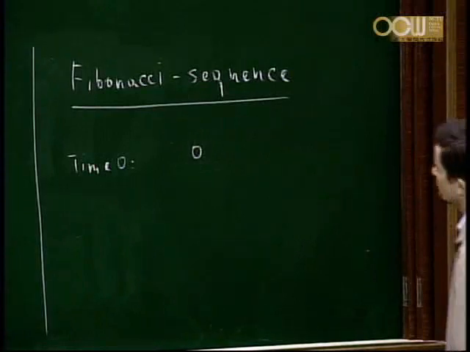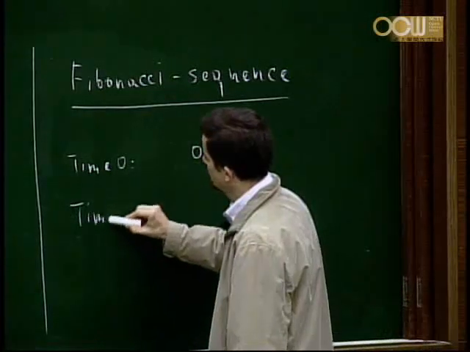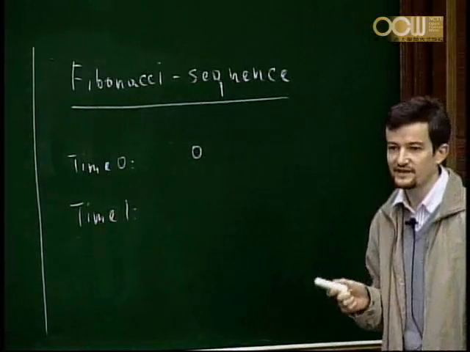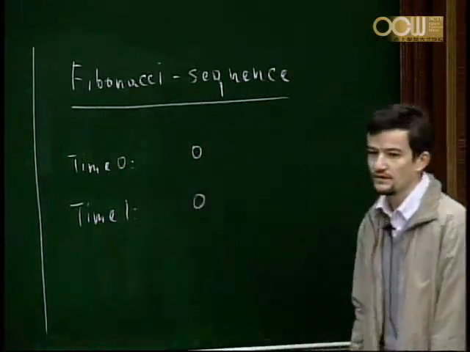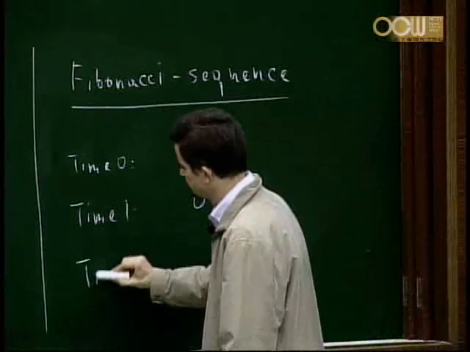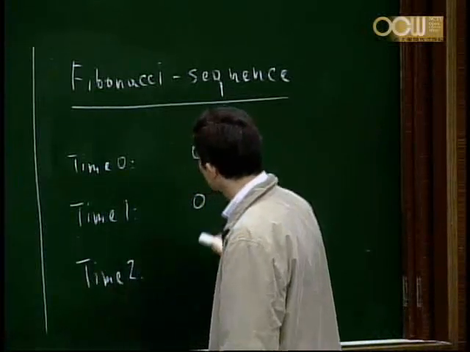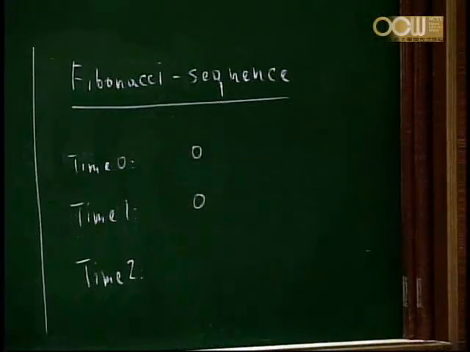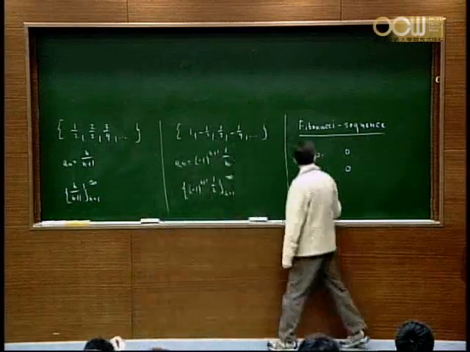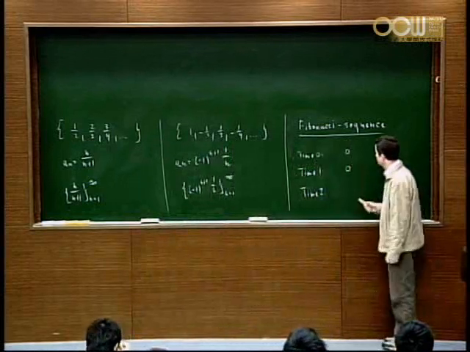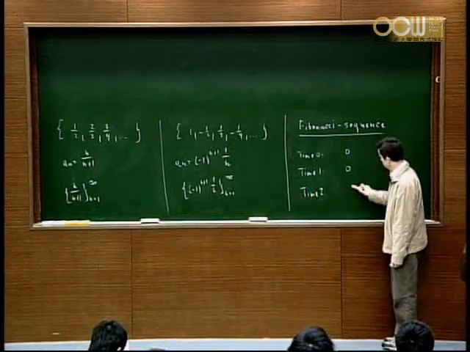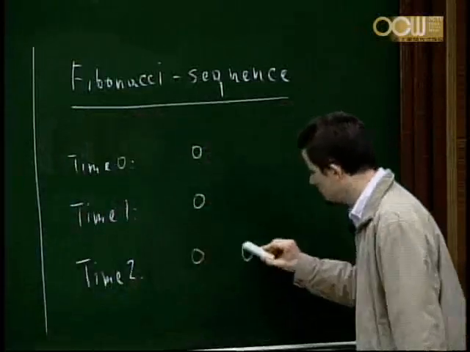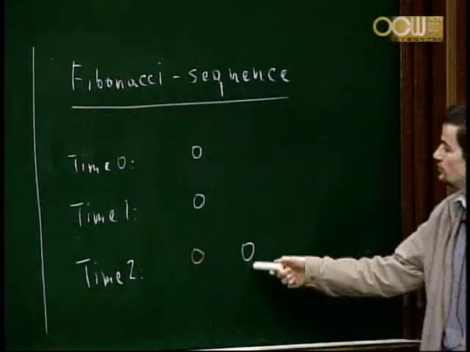Now, if you have such a process, at time 1 you still have one pair of rabbits because they are not productive yet. Now at time 2, this pair of rabbits is getting productive. If a pair of rabbits is productive, I will denote it by an orange circle. So now they are productive, so they will produce one pair. So at time point 2 you have 2 of them.